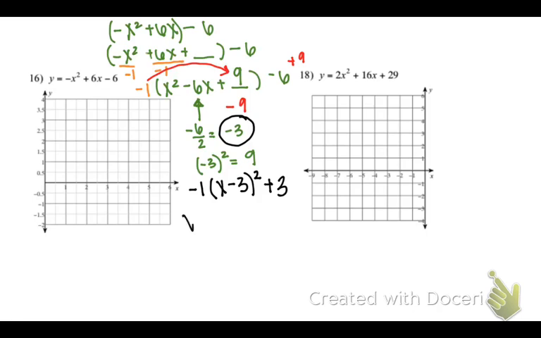So our vertex here is going to be at the opposite of that, so positive 3, 3. If I go over 3 and up 3, there's that vertex right there. And then typically, remember our table, if we had x, y: negative 3, 9, negative 2, 4, negative 1, 1, 0, 0, 1, 1, 2, 4, 3, 9.